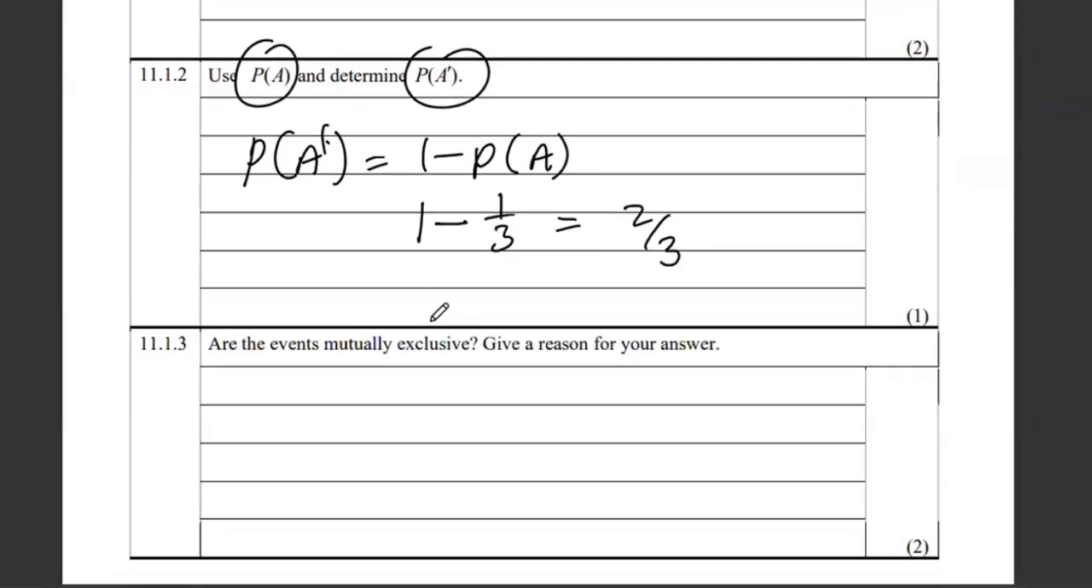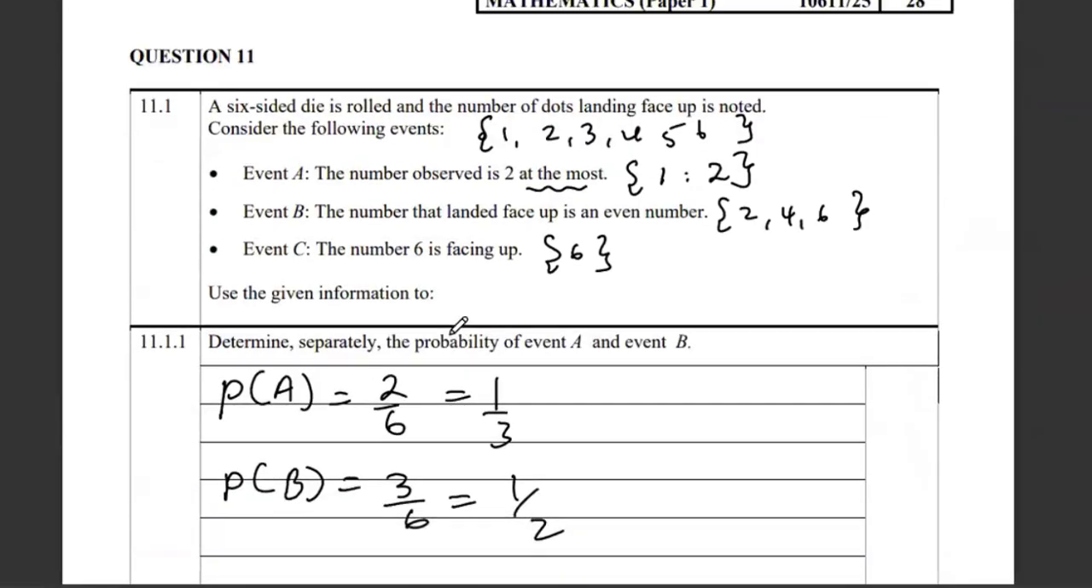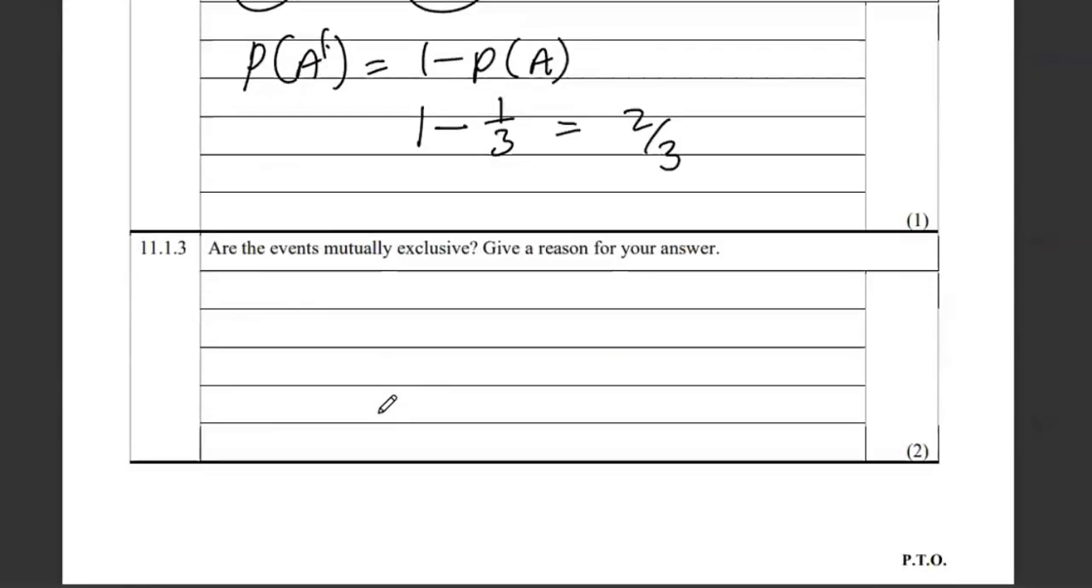Then, are the events mutually exclusive? Okay, so when you look at A and B, I know that mutually exclusive events are basically events that have nothing in common. But for this, we have 2 that is common. So the answer is going to be no. Probability of A and B is not 0.